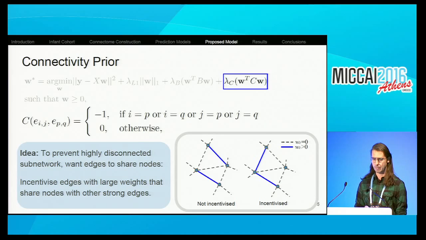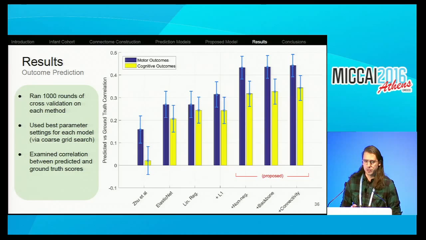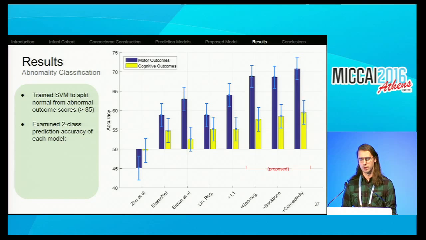So some results. We ran 1,000 rounds of cross-validation for each method, and we used basically a coarse grid search over powers of two to find the best parameters for each model. And then we examined the correlation between the ground truth and the predicted BSID scores. We can see as we start with linear regression right here, and then we keep adding in the proposed regularization terms, we get a steady increase in correlation values. And also, if you look at the two classification results, you have the same story. As we add in each successive regularization term, we get better and better accuracy.